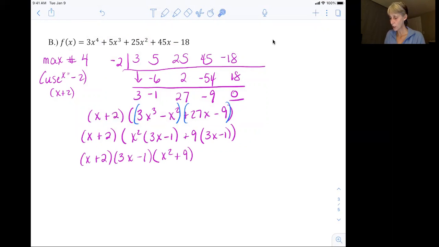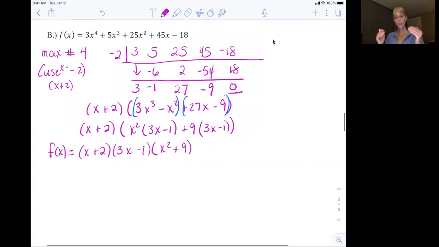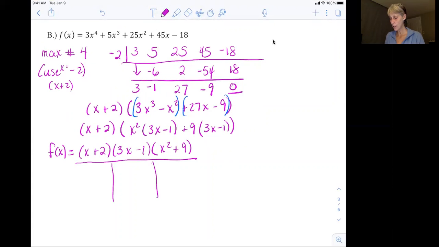I go through, I'm just going to do a quick check. I can't factor anything any further. So this is my function in factored form. And from the factored form of the function, we can now identify our zeros. So we got x equals negative 2, but we already knew about that one. And now we have x equals 1/3.